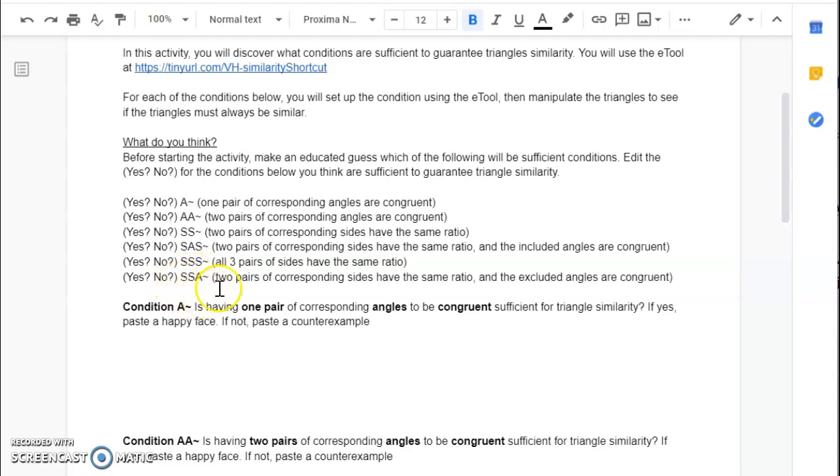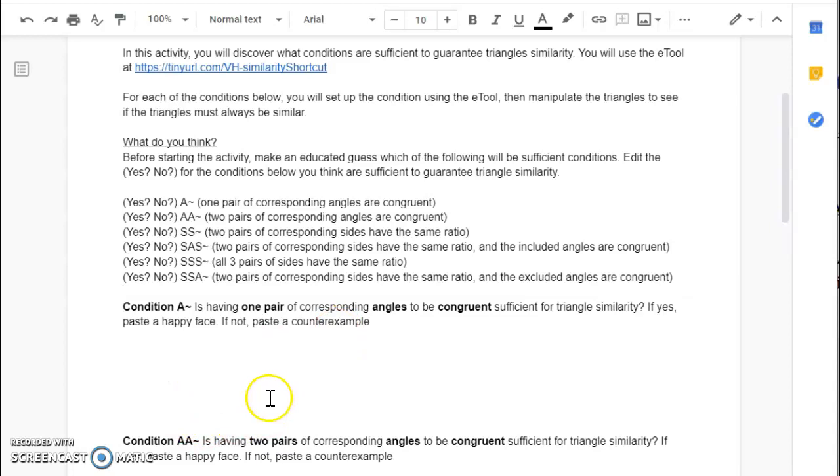Okay, all right, so now let's look at condition A, similarity. Is having one pair of corresponding angles to be congruent sufficient for triangle similarity? If yes, paste a happy face. If not, paste a counterexample.